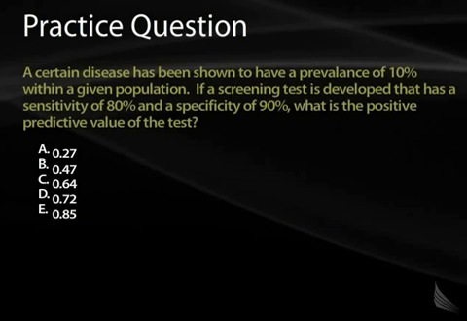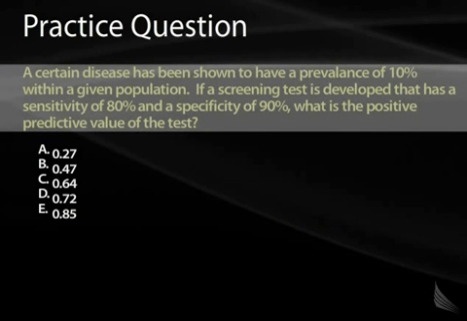Practice question. A certain disease has been shown to have a prevalence of 10% within a given population. If a screening test is developed that has a sensitivity of 80% and a specificity of 90%, what is the positive predictive value of the test? So here we're given a question that has the data in a different format than what we're used to seeing. They're giving us many of the extracted values like prevalence, PPV, and NPV.